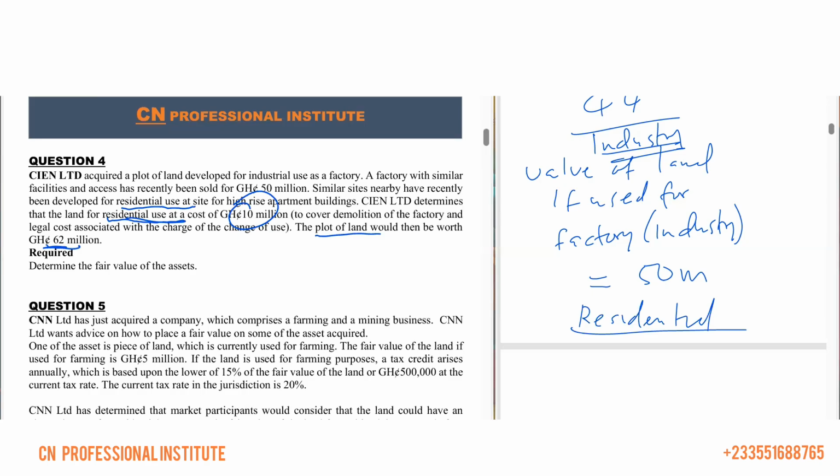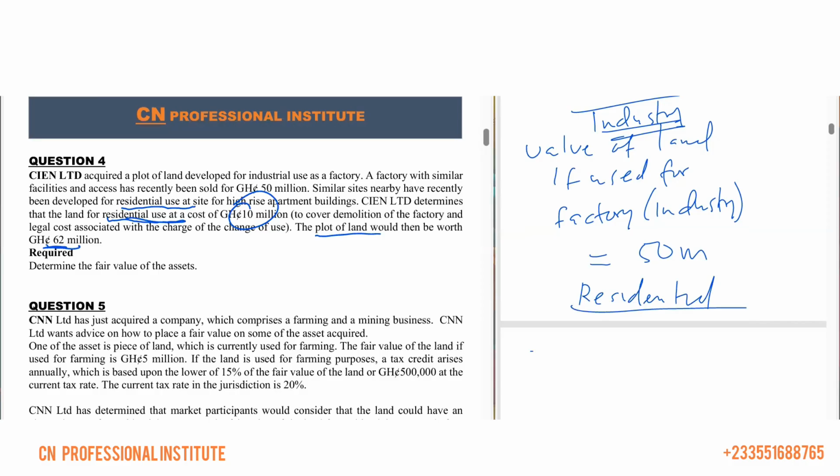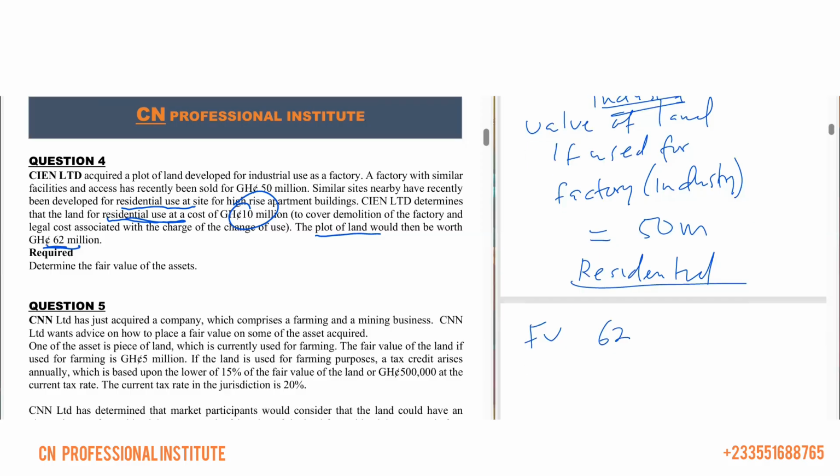So what I'm saying is that for residential, the fair value will be what? 62 million. But there will be an associated cost of 10 million. So we less that 10 million. So for residential, it will be the fair value 62 million minus the demolition cost 10 million. And that will give us what? 52 million. So note that this is a principle, and you have to put that down.